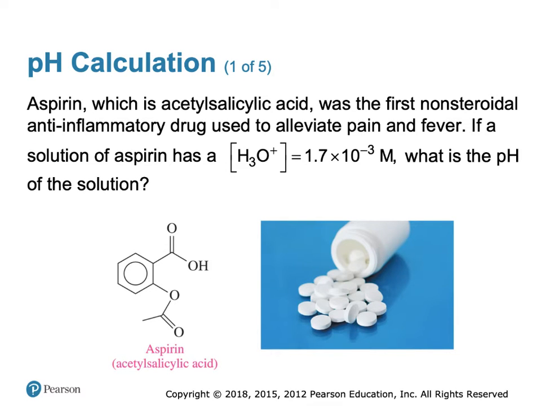Aspirin, which is acetylsalicylic acid, was the first non-steroidal anti-inflammatory drug, the NSAID, used to alleviate pain and fever. If a solution of aspirin has a hydronium ion concentration of 1.7 times 10 to the minus 3 molar, what is the pH of the solution? All right, I want you to realize that just by looking at this, we should get a pH that is less than 7. 1 times 10 to the minus 3 is much greater than 1 times 10 to the minus 7. So we need to have an acidic solution.